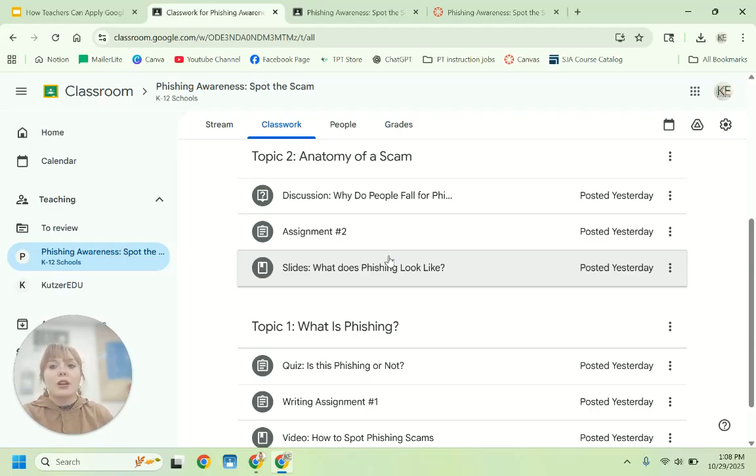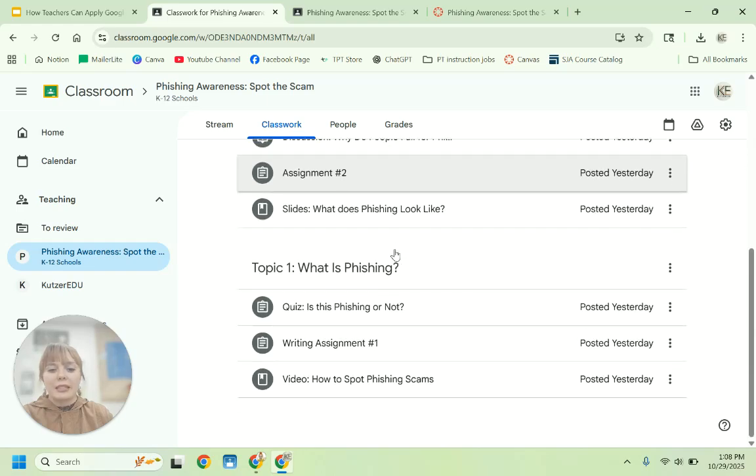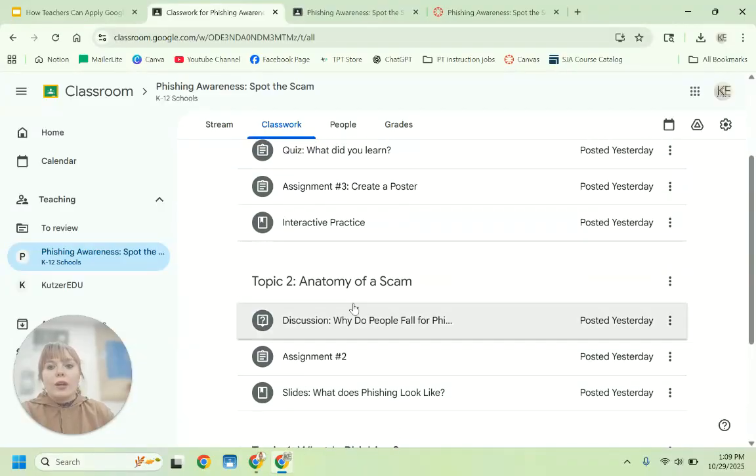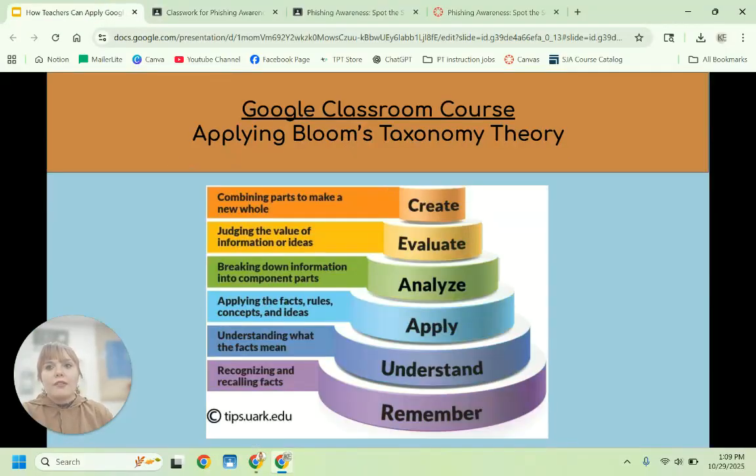In Classroom, I focused on scaffolding, starting with very basic recognition of phishing flags, and then moving up to evaluating and creating their own examples. When I designed this Google Classroom course, I focused on Bloom's Taxonomy to guide how learners would build their understanding step by step. Most teachers are introduced to this theory in their first semester of college.